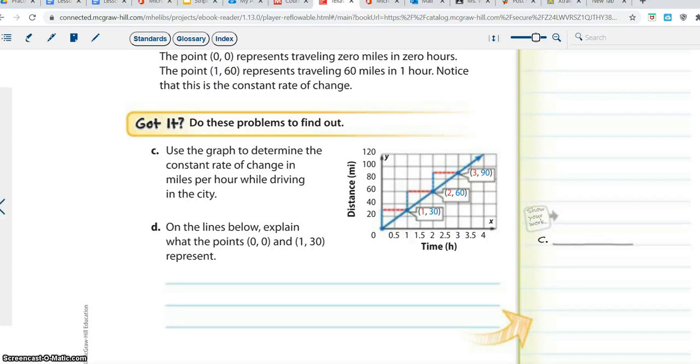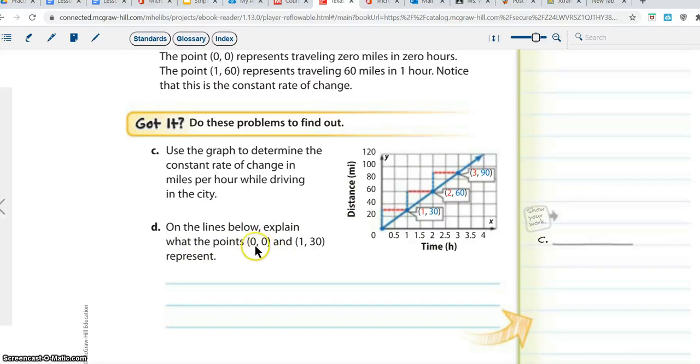So now let's look at the next problem. We don't have to write this out, but we'll just talk about it. It says, on the lines below, explain what the points represent. It doesn't give me a title, and as a math teacher, we need a title for this. But it looks like it's time and distance.